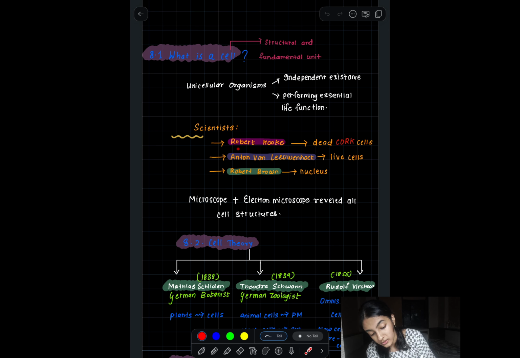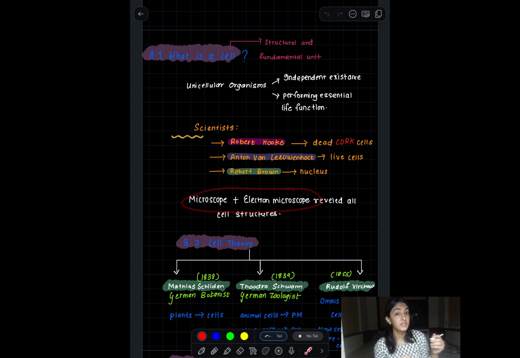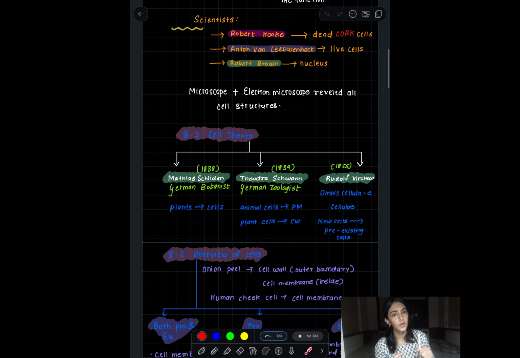Now, Robert Hooke observed the dead cork cells. Cork cells are basically the dead tissues of big girthy trees. Then Anton von Leeuwenhoek finally observed the live cells, and Robert Brown gave the nucleus. Now, the microscope and the electron microscope revealed all the structures that we know today. The ribosomes, Golgi bodies, endoplasmic reticulum, all that you could think of, that was possible because of the discovery of microscope and electron microscope.